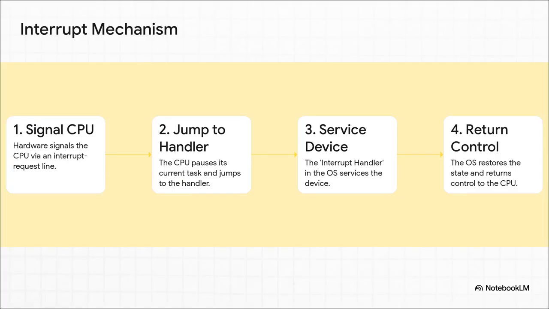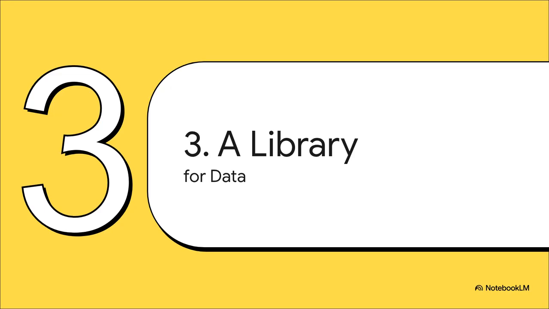Okay, but how does it actually do all that switching back and forth? It uses this really clever trick called an interrupt. Just think of it like a doorbell for the CPU. When a piece of hardware, say your mouse, needs attention, it rings the bell. The CPU immediately stops what it's doing, and this special part of the OS called the interrupt handler comes and answers the door. It takes care of the request, like moving the cursor on your screen, and then tells the CPU, all right, you can go back to what you were doing. And this happens thousands, maybe millions of times a second. It's wild.